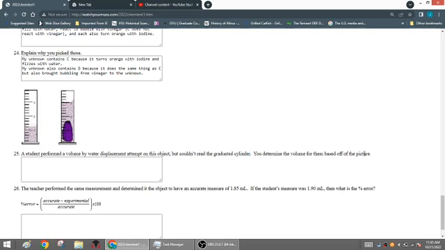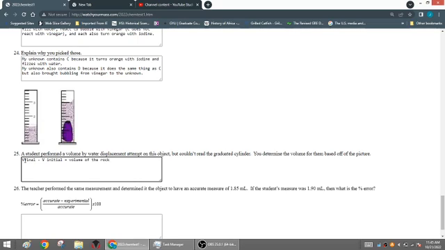You determine the volume for them based off of the picture, which this is 2.0. These increments, there are 1, 2, 3, 4, 5 increments, which means this is 0.2 each. So 2.2, 2.4, 2.6, 2.8, 3.0. There is an estimated digit after that, but for the purposes of this problem, I did not count that against any student. So V final minus V initial equals volume of the rock.